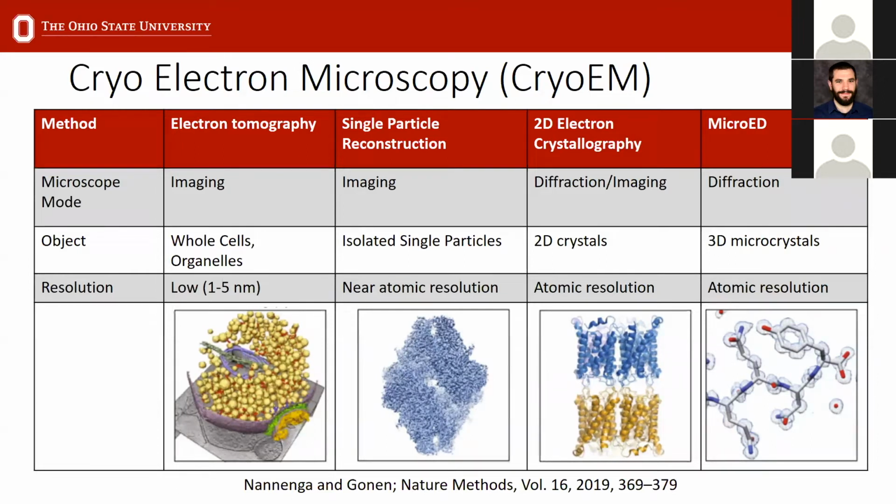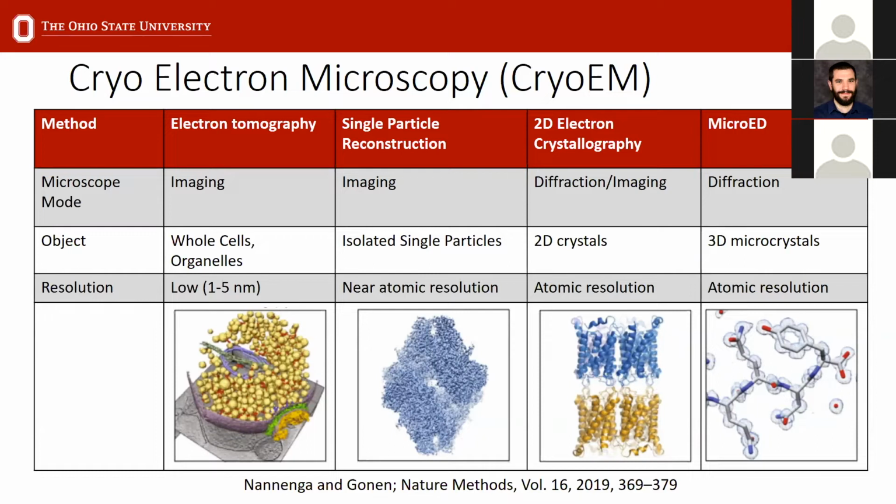Two weeks ago, you heard a seminar by Yoshi about single particle reconstruction. Again, the microscope is used in imaging mode, and you're looking at isolated single particles. The resolution can be near atomic resolution, but you're working with relatively large complexes. Now, as you know, every electron microscope also has a diffraction button. So if you switch into diffraction mode, you have 2 more techniques available to you. One of them is 2D electron crystallography, and the other one is micro-electron diffraction.